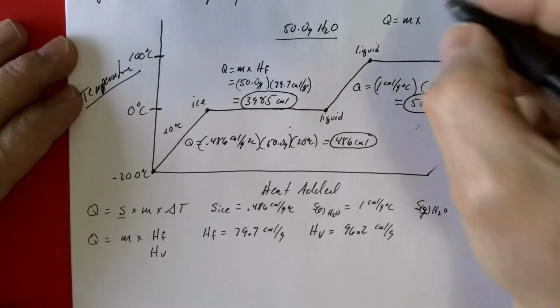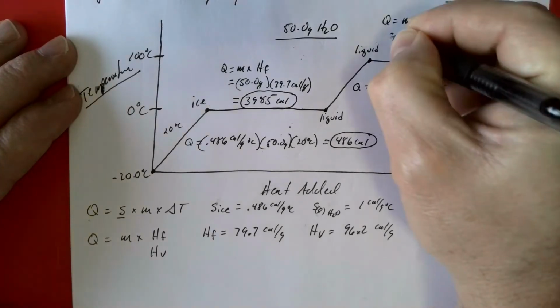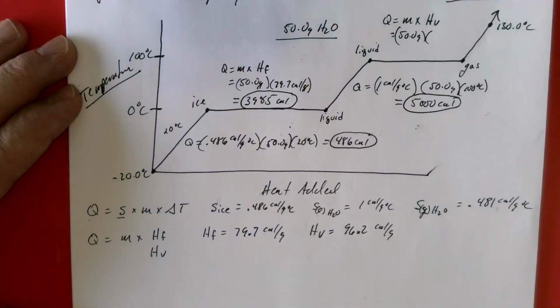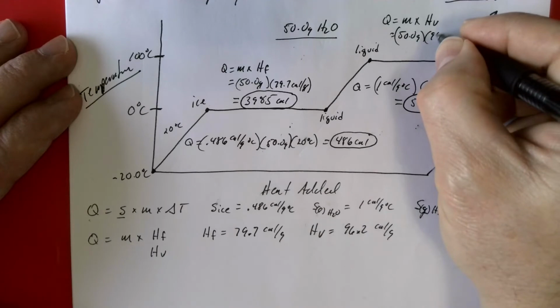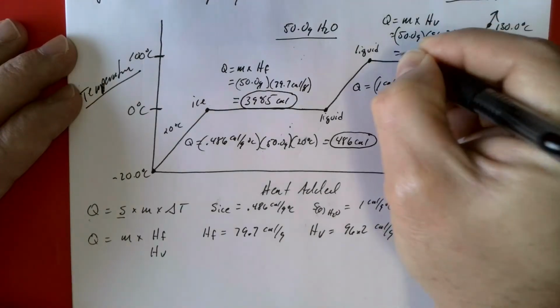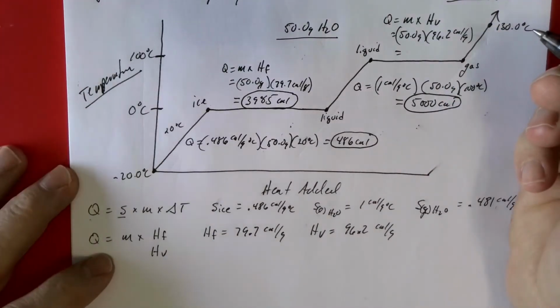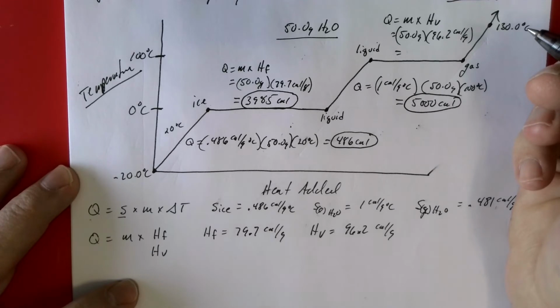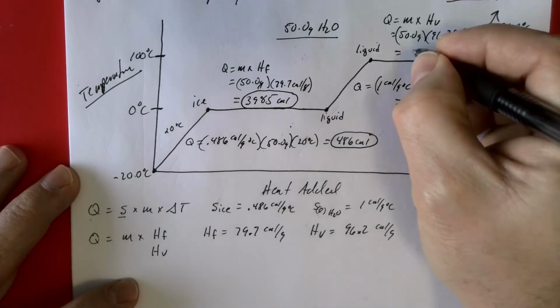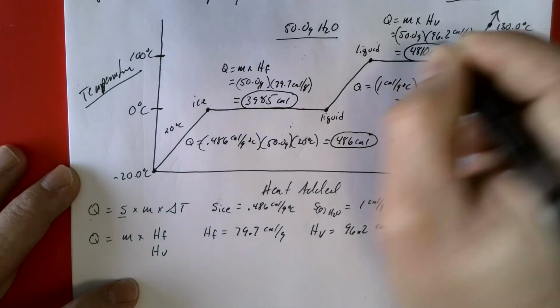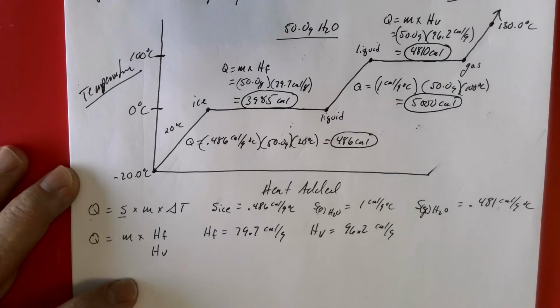Wouldn't it be vaporization one? Yep, H of V. So that's going to be 50.0 grams times my H of V is 96.2 calories per gram. And that's going to give me what out? 4,810. 4,810 calories. Anybody back her up? Yeah? Okay.